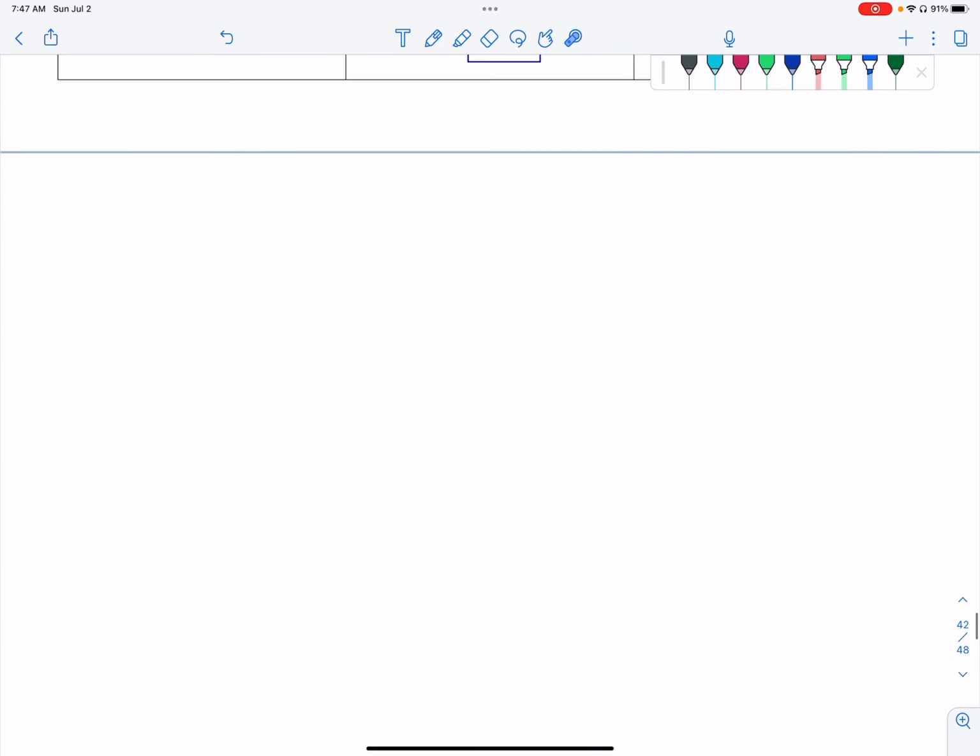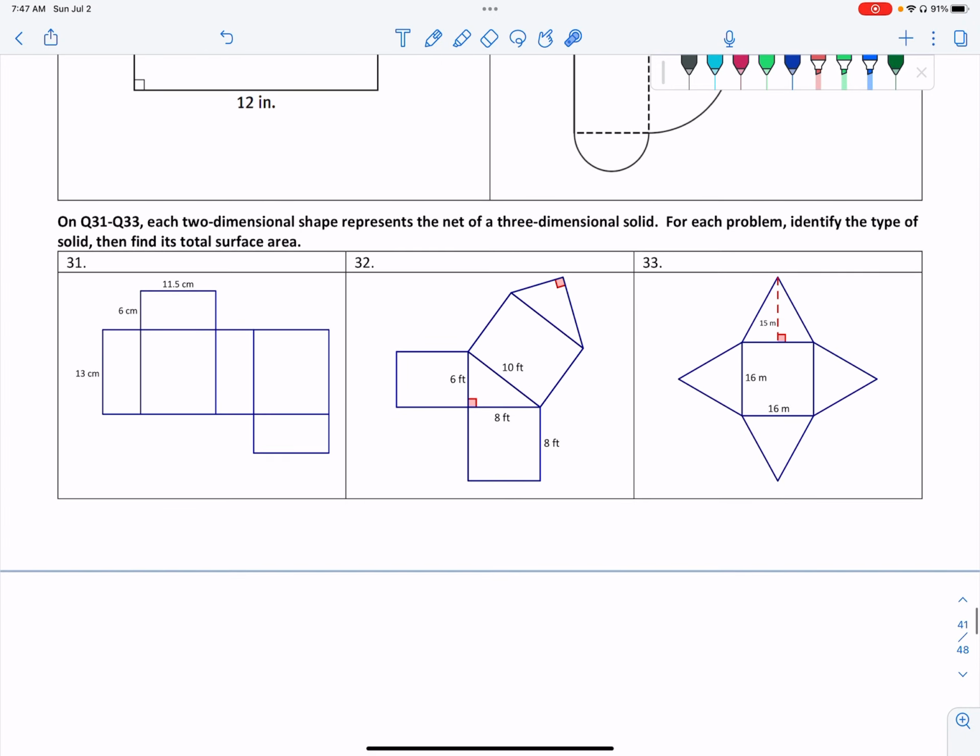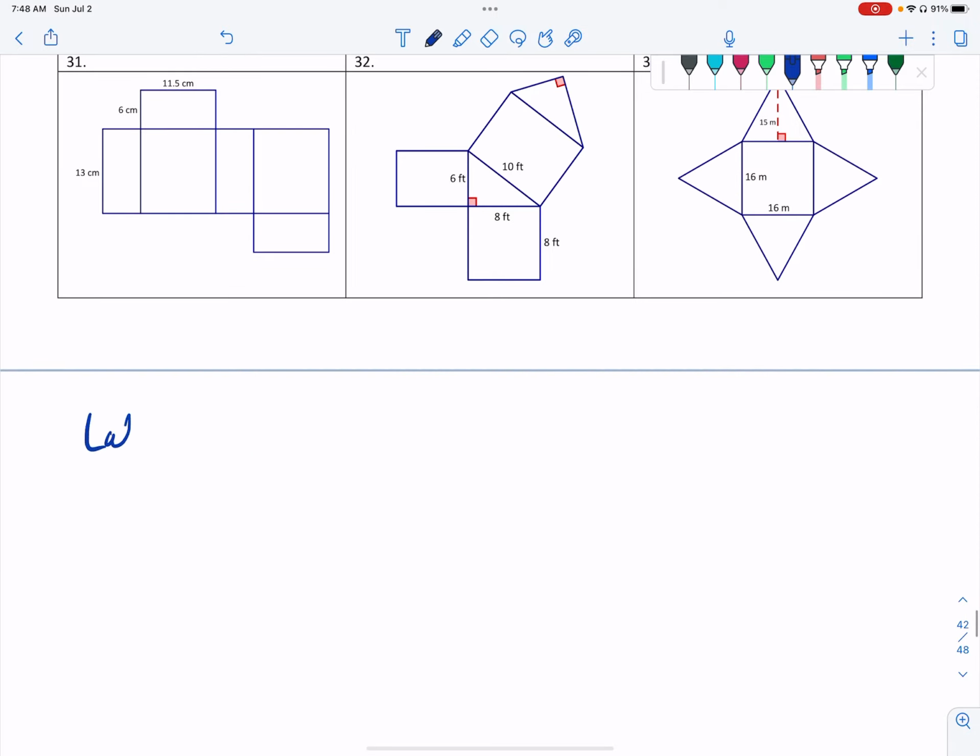So let me rewind the tape here. And remember on these three questions, 31, 32, and 33, we had the net, which is an unfolded three-dimensional solid, and then we were trying to find the total surface area. Total surface area just means finding the area of all of the pieces and adding them together. The lateral surface area is everything but the bases. I'll write that down real quick.